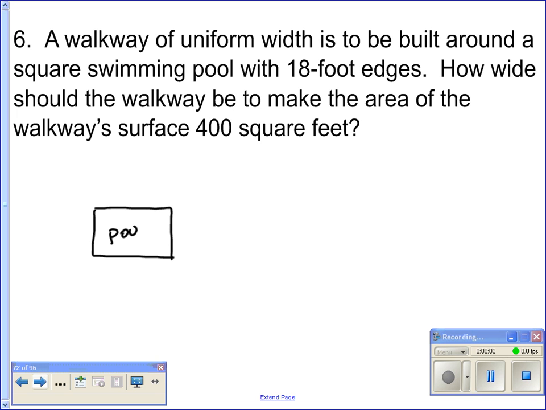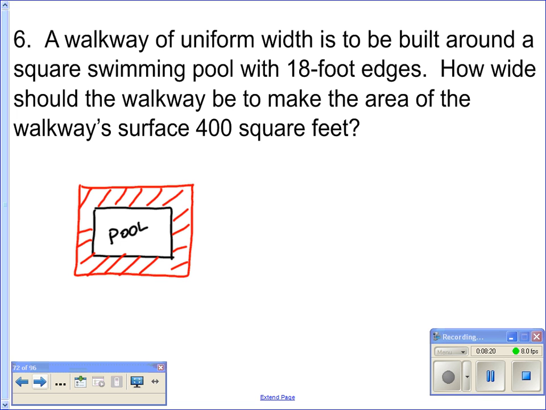All right, so here we have the pool. Okay, and then in red we're going to have this walkway. And the area that we want to be 400 square feet is here in red. Okay? And it's a uniform walkway. So what that means is that if I look at this right here, that's going to be x, and that's going to be x. So it's a uniform walkway here. We know the pool has 18-foot edges, so it's square. So that's 18 by 18.